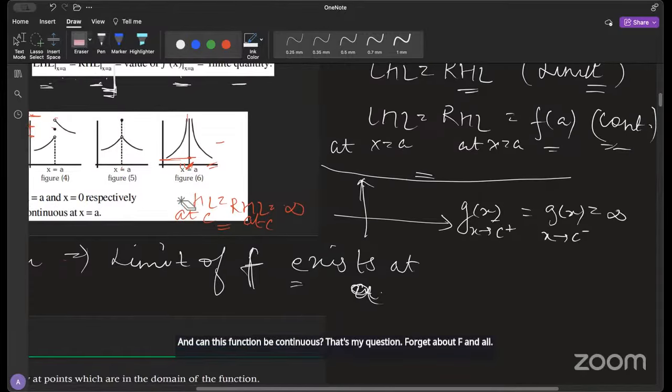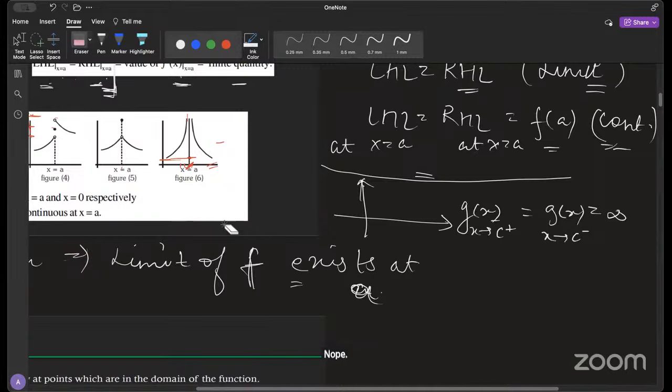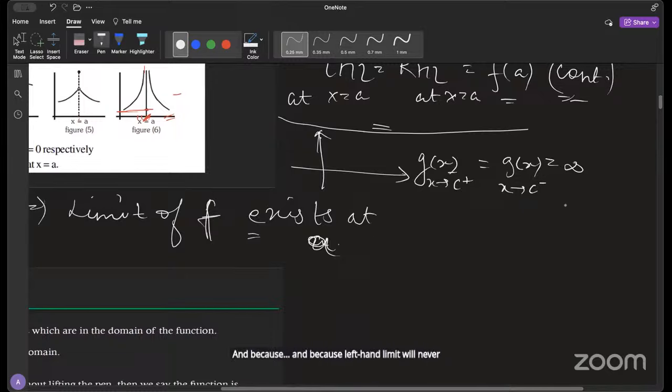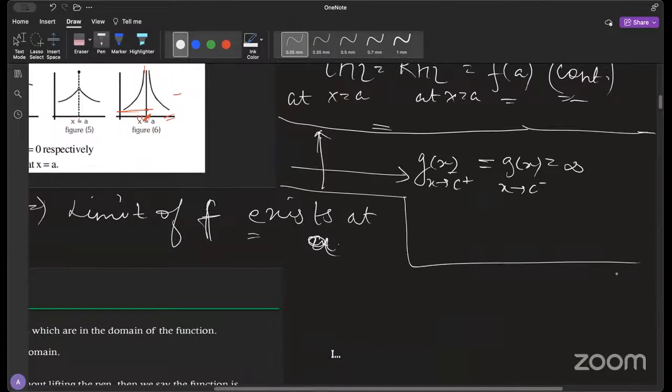Because there is no definite point of y. Because the left-hand limit will never meet the right-hand limit. The reason for this is you would need, yeah. Does anyone else want to add anything? Ma'am, because there is no definite point of y. Because in simple words, infinity is not a point on the real line.